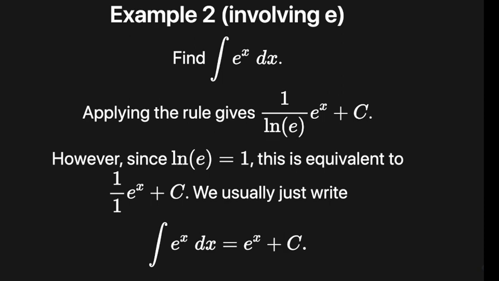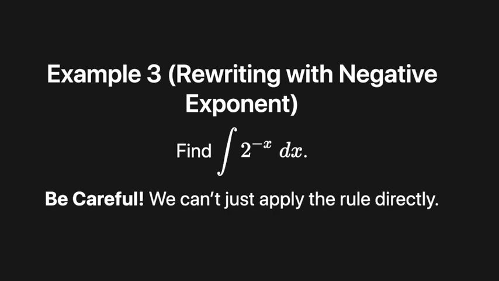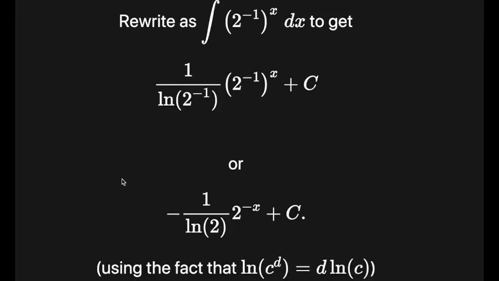Often it's helpful to know basic algebraic rules for rewriting expressions to make sure we can get things in a format that works. Let's look at the indefinite integral of 2 raised to the negative x power. We can't apply the exponential indefinite integral rule directly, because our rule involves a positive exponent and our expression doesn't have one. Instead, we need to rewrite 2 to the negative x as 2 raised to the negative 1, raised to the x. This way it fits the pattern that we have for the indefinite integral with b equals 2 to the negative 1. Applying the rule gives 1 over natural log of 2 raised to the negative 1 times 2 raised to the negative 1 raised to the x.